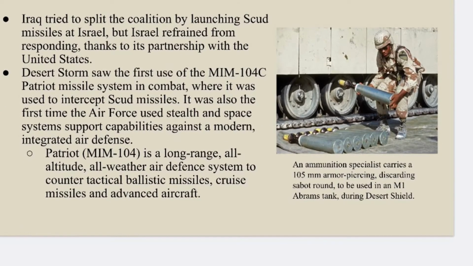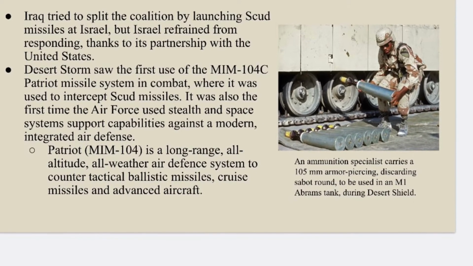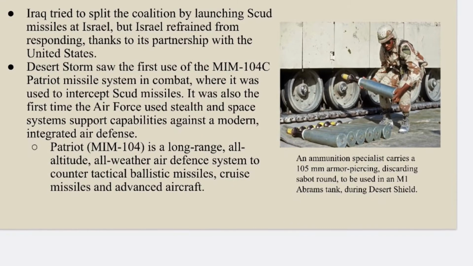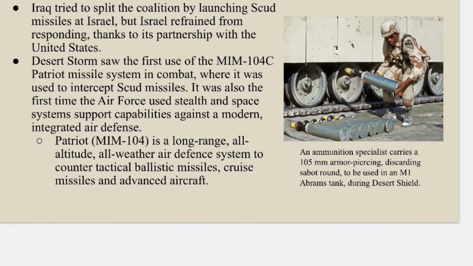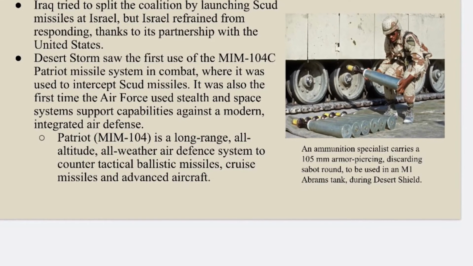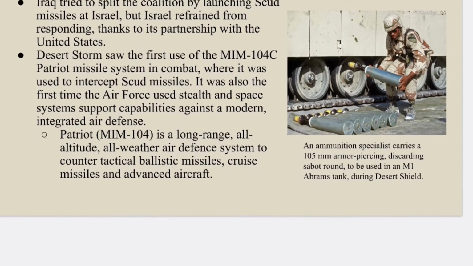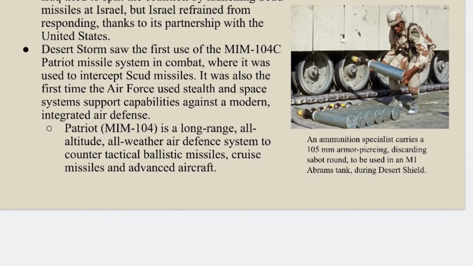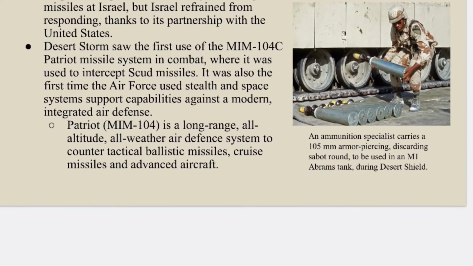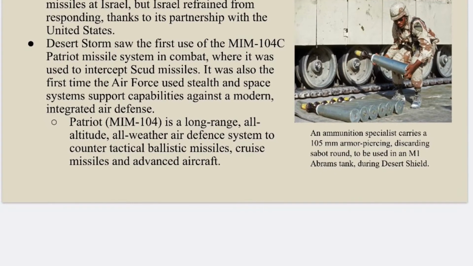Iraq tried to split the coalition by launching Scud missiles at Israel, but Israel refrained from responding thanks to its partnership with the United States. Desert Storm saw the first use of the MIM-104C Patriot missile system in combat, where it was used to intercept Scud missiles. It was also the first time that the Air Force used stealth and space system support capabilities against a modern integrated air defense.